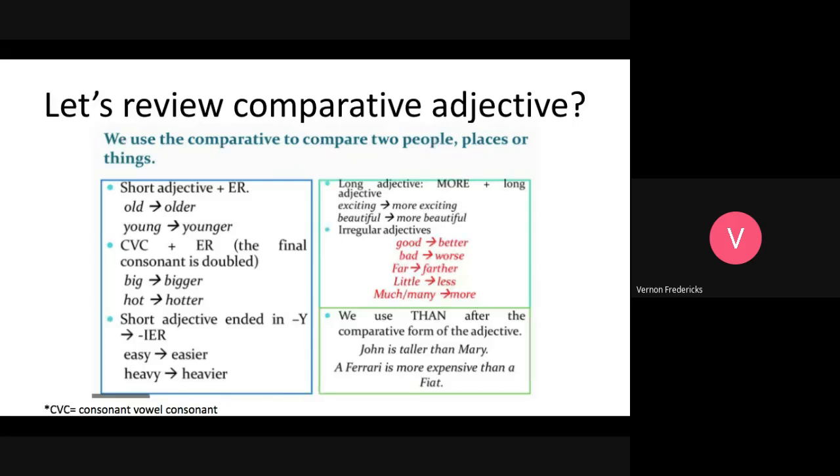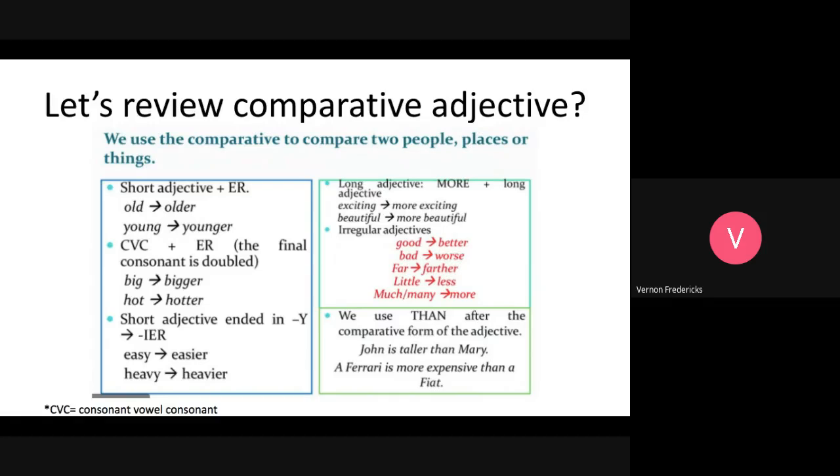Point number 3, short adjective ending in a Y. What happens to the Y? We delete the Y and we write I plus ER. So easy, easier. Heavy, heavier. Pretty, prettier. Happy, happier. Ugly, uglier. Long adjectives: more plus long adjective, or less plus long adjective. The example there is exciting. Because we have exciting, 3 syllables, we're going to use more exciting. And for the negative, we can say less exciting.